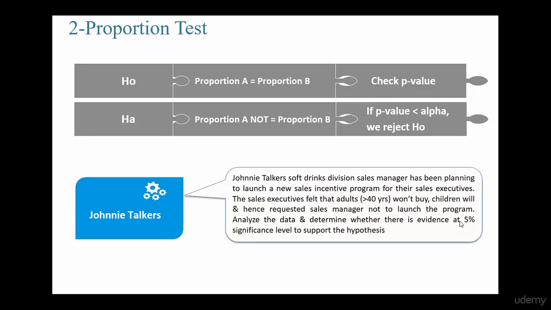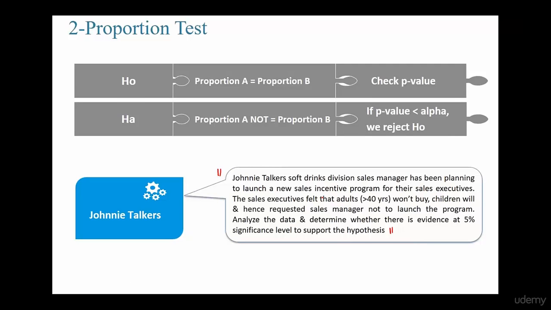Let us discuss the two proportion test as part of this discussion. If you look at this case study, it's Johnny Talkers, not Johnny Walker's friends. In the Johnny Talkers soft drinks division, the sales manager has been planning to launch a new sales incentive program for their sales executives.